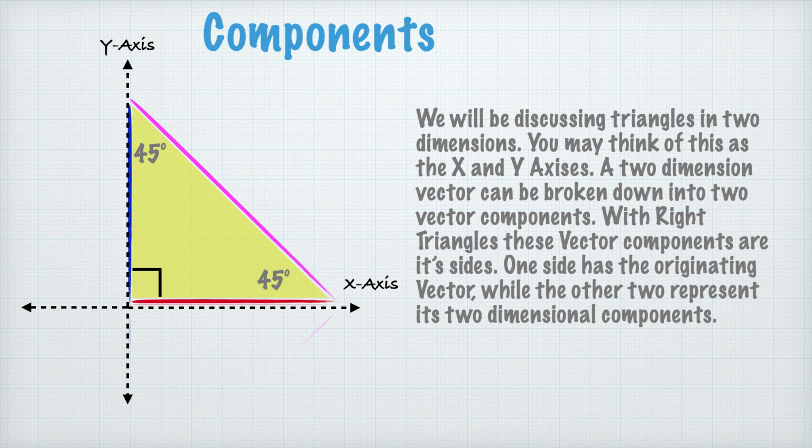So as we talk about triangles and right triangles, you'll hear me often refer to components. And we'll be discussing triangles in two dimensions, and you might think of that as the X and Y axis. With a two-dimensional vector, there will be two vector components. And so of the three legs in the triangle, one leg will be the originating vector, and the other two sides of the triangle will be its component vectors. And you can use trig, you can use vector analysis to quantify the magnitude of the other vector components based off of known quantities.